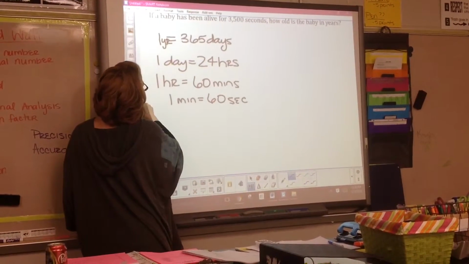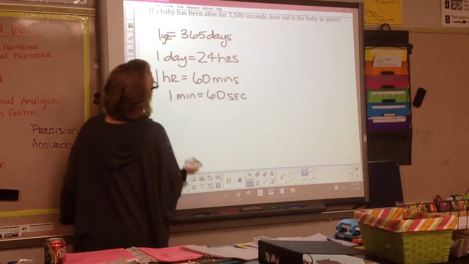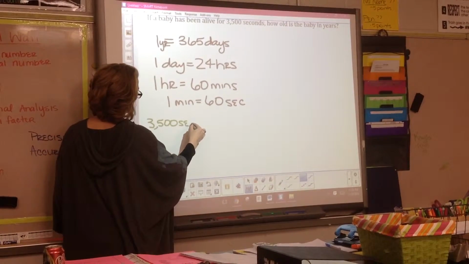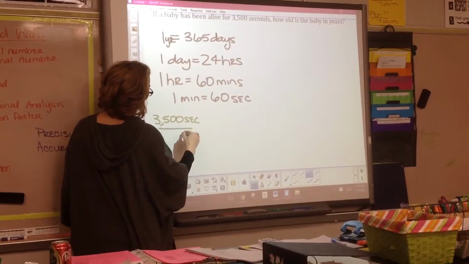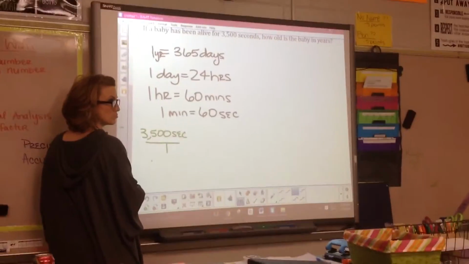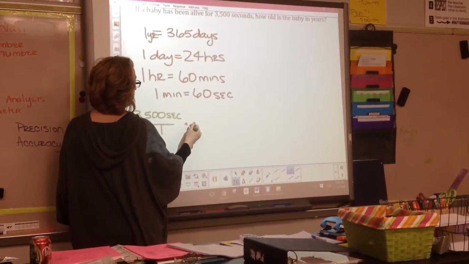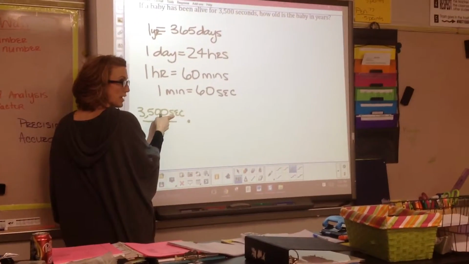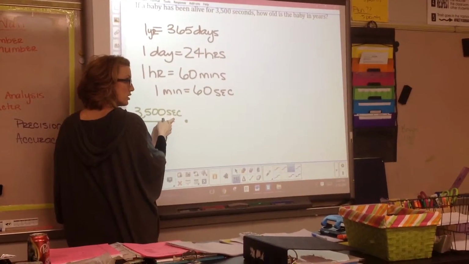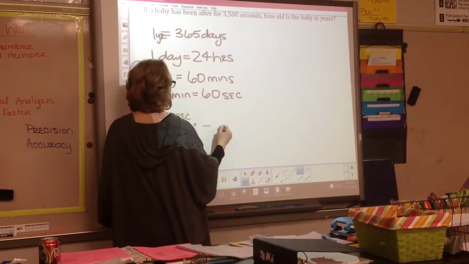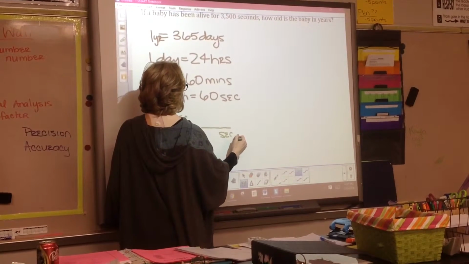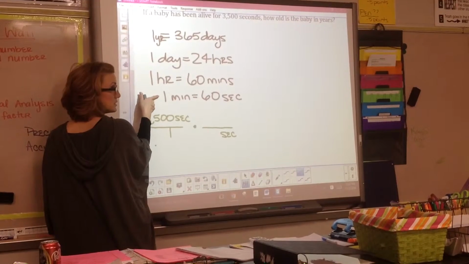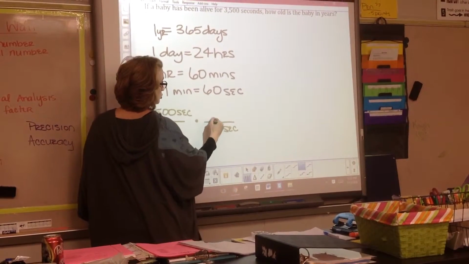Okay, let's set up. I have 3,500 seconds. I'm going to put that over 1. My conversion factor for seconds, if my unit is up top and I want it to disappear, where do I need to put it in my conversion factor? On the bottom. So seconds will come down here, and what information did we say we know for seconds? 60. That 60 seconds is equal to 1 minute.